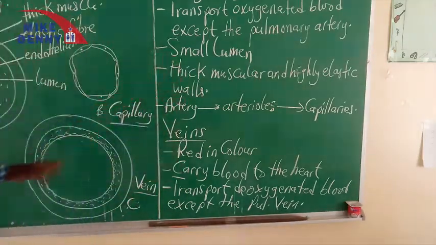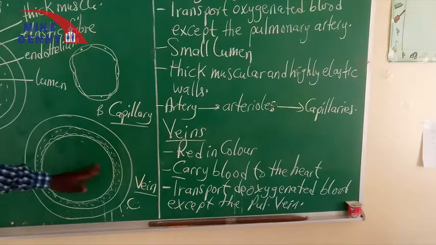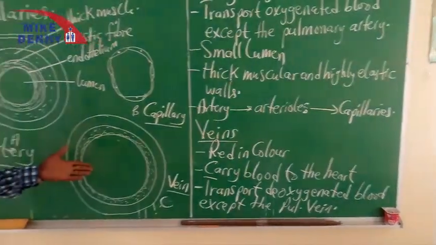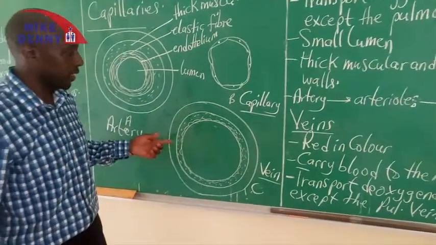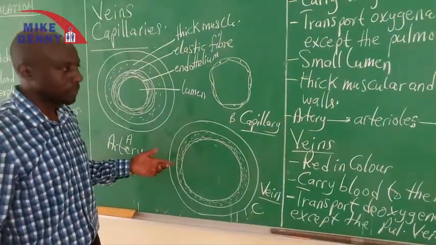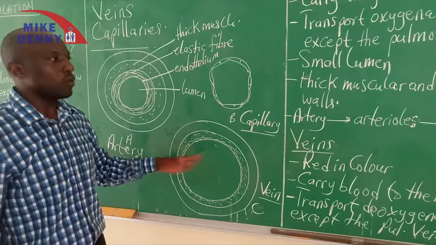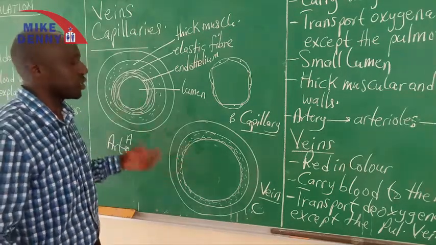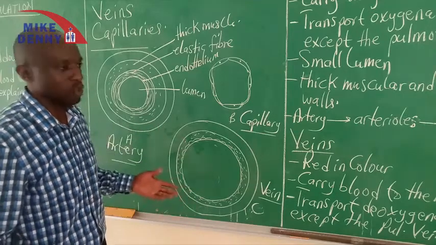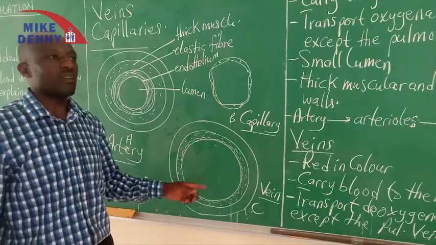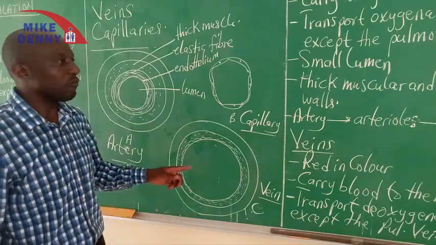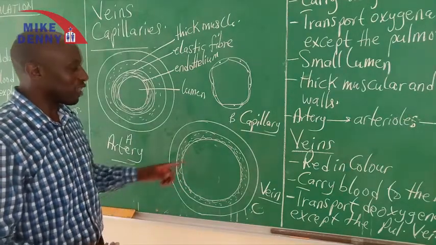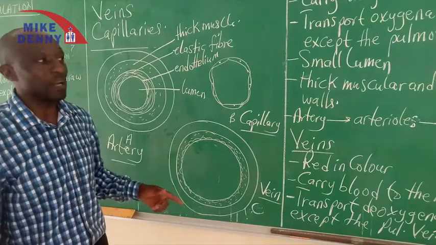Like we have said, the veins have a wider blood space called the lumen. Their blood space is wider. And we know that blood flow in arteries is of high blood pressure caused by the heartbeat. But we discover that blood flow in veins is of low blood pressure, which means the flow of blood in veins is not influenced much by the heartbeat.